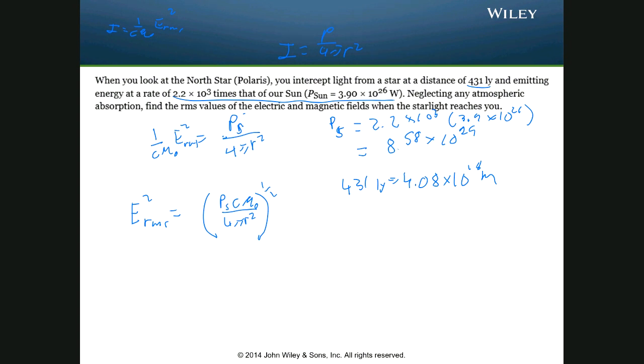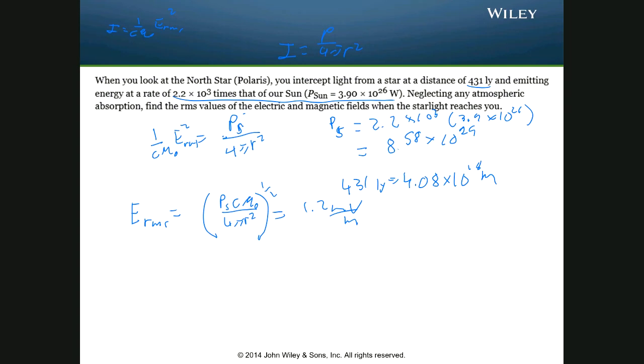But anyway, let's look at this expression here. So you can see we have our ERMS in terms of stuff we know, right? There's some big numbers in there, but it's not a big deal, and you get 1.2 millivolts per meter. Remember, the units for electric field is volts over meters, so this makes sense.